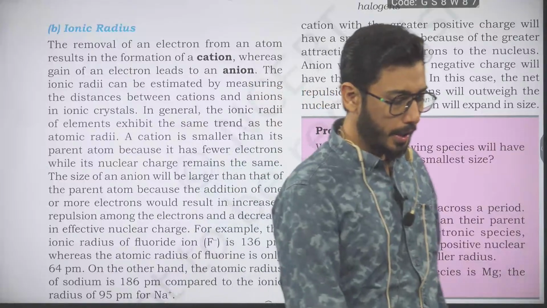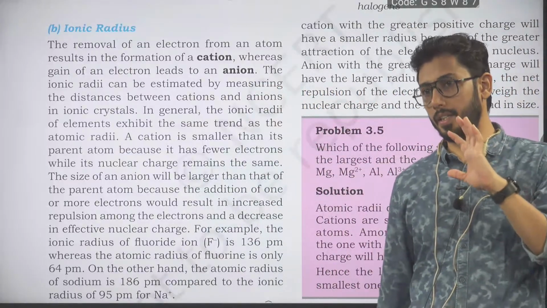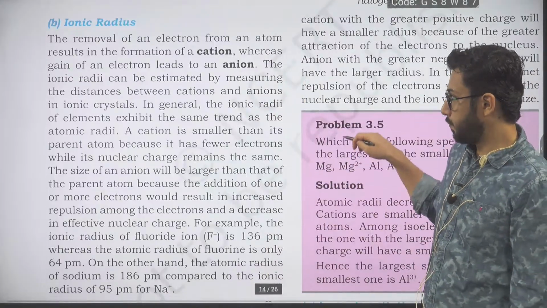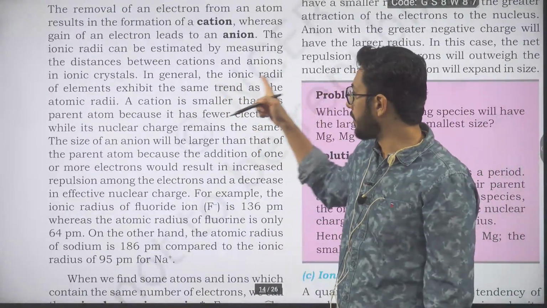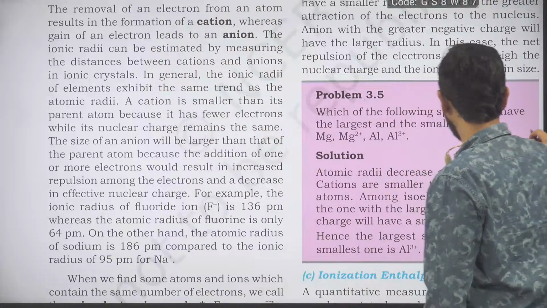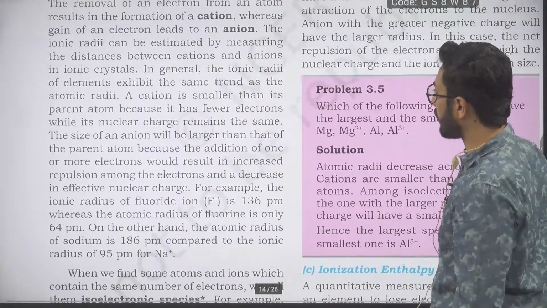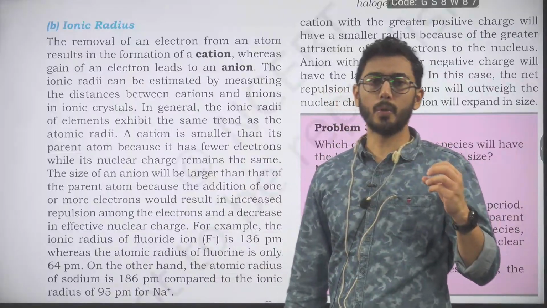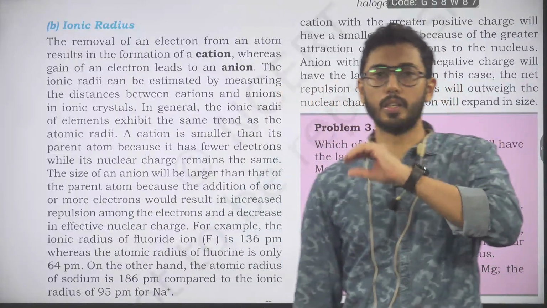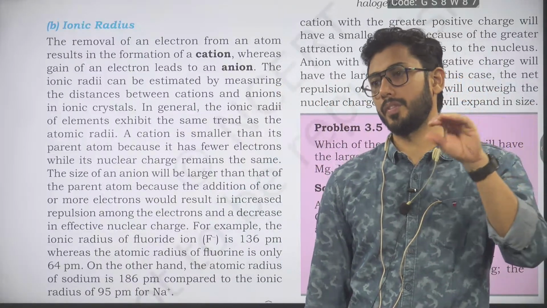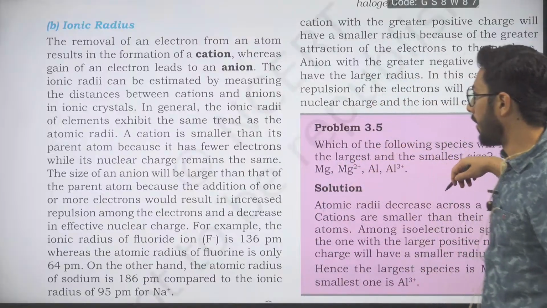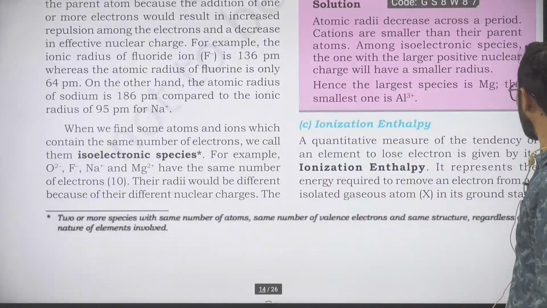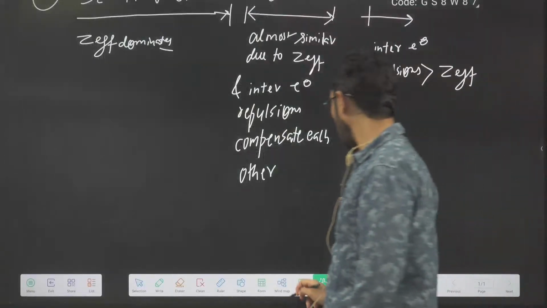Next point in the atomic radius discussion: the next term is ionic radius. In ionic radius, we are discussing ions. It may be a cation or an anion. Loss of electron from a neutral atom gives what? Cation. Gain of electron in a neutral atom gives anion. Now here we will discuss that theory part also. So, starting with the ionic radius now.